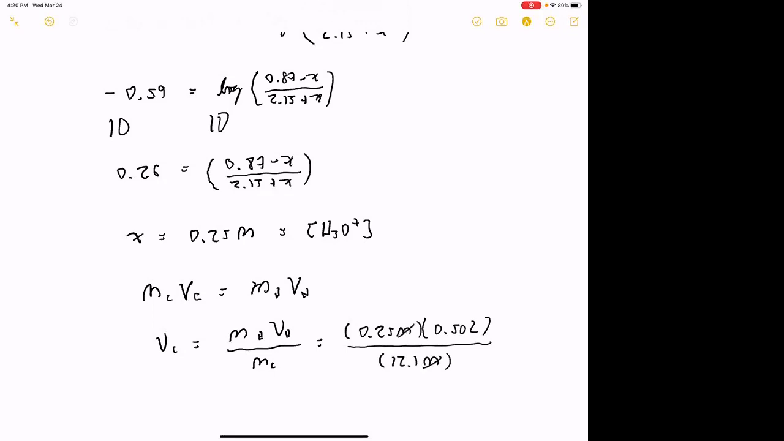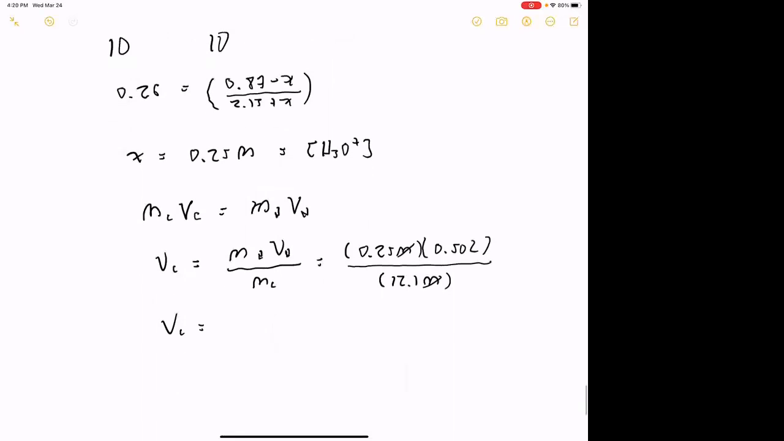Okay, so molar cancels with molar. So the volume of the concentrated I have to add to the buffer to affect the change turns out to be about 0.010 liters. Okay, it looks like sig figs are okay. And that turns out to be what, 10 mL of my concentrated HCl. Okay, so that's the volume of the concentrated acid I'd have to add to my buffer to adjust the pH downwards by 0.2 pH units.